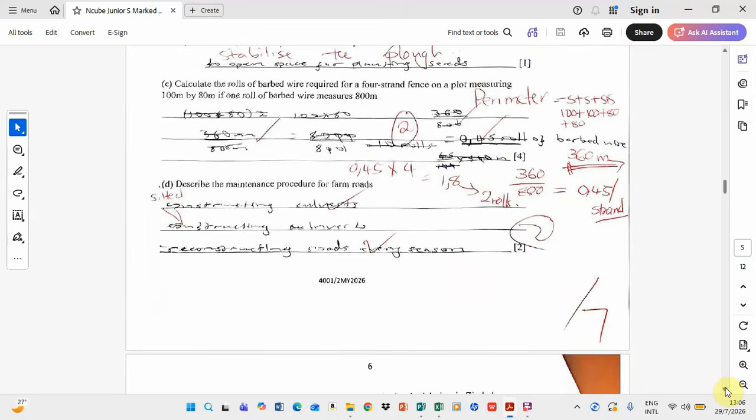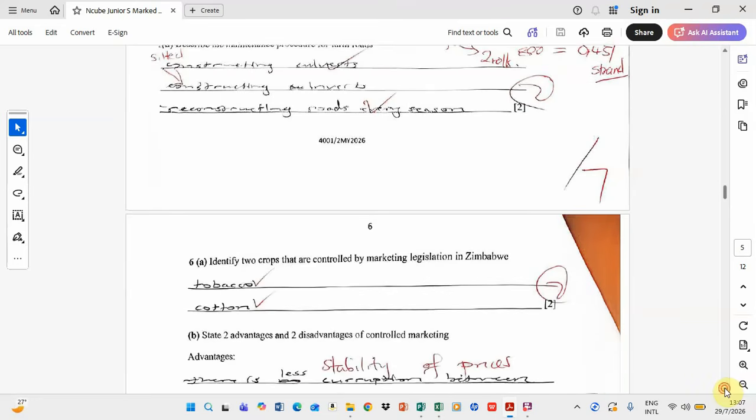Describe a maintenance procedure for farm roads. That is opening of the silted culverts. You can accept that one, so that the drainage of the road is always on point. Reconstructing roads every season, especially after rain season, there will be potholes. So you have to reconstruct by covering the potholes. You have to resurface with gravel. We have to fill the potholes, open silted drains, and also cut trees along the road to make it clear. So those are some of the maintenance procedures.